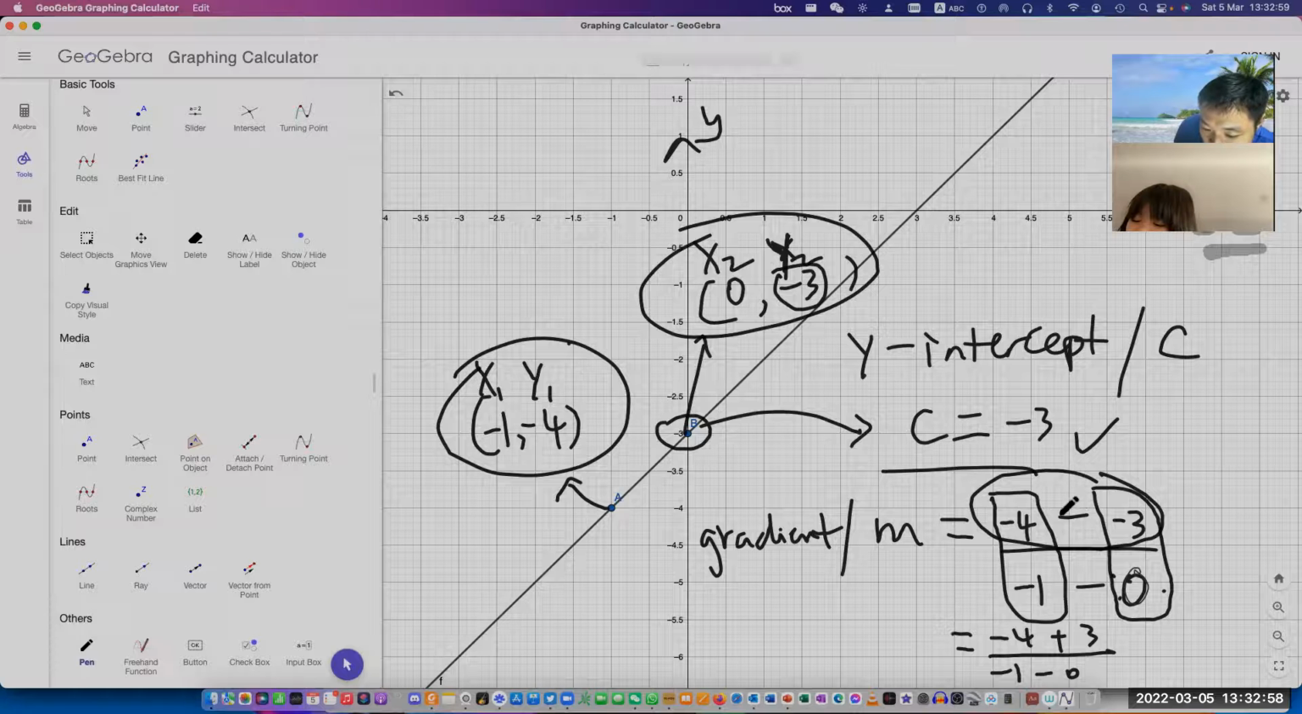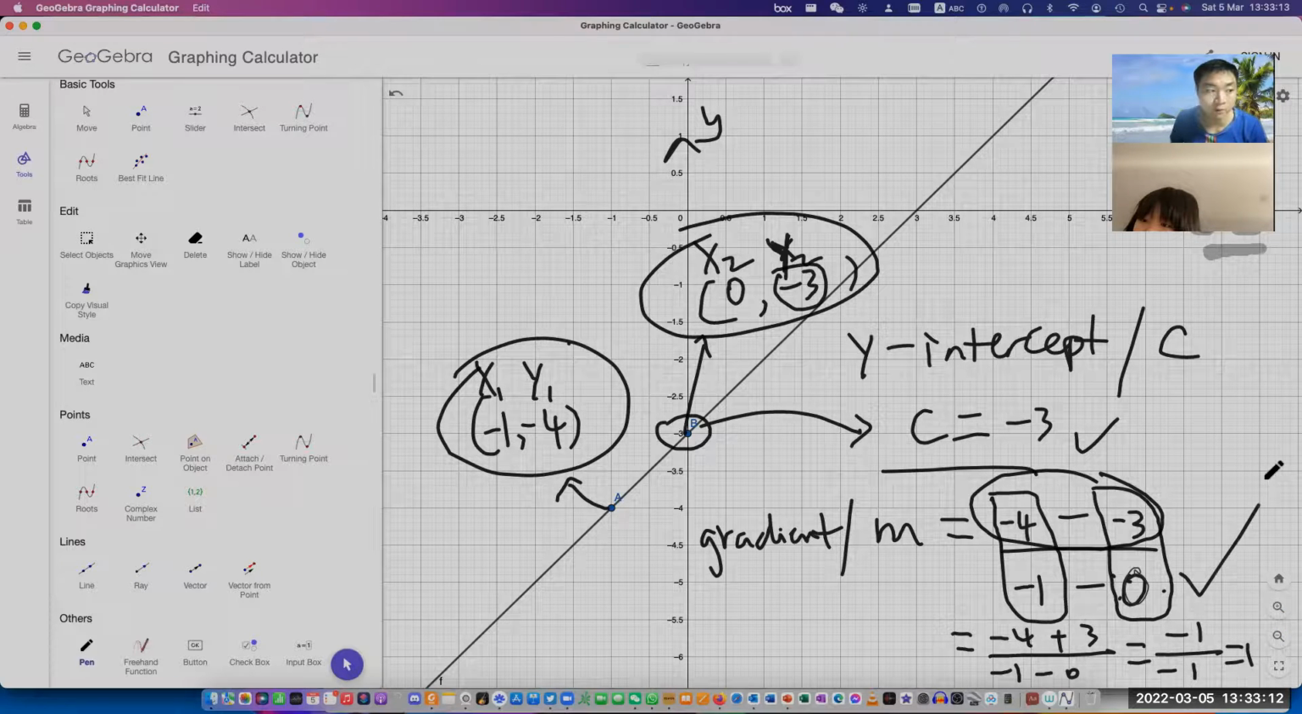You end up with minus plus. So in the end, you will get -4 plus 3, which is -1 on top, -1 below, and -1 over -1 is 1. So the gradient in this case is 1. That's how you use the formula to get the gradient.